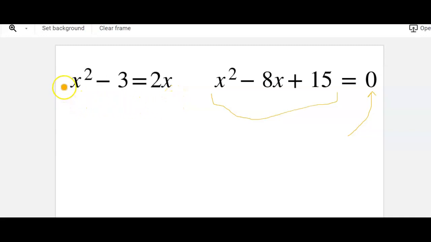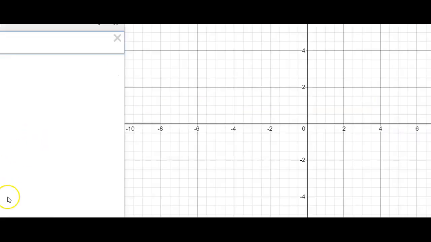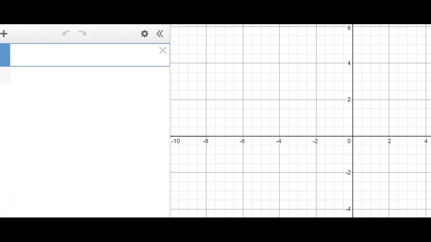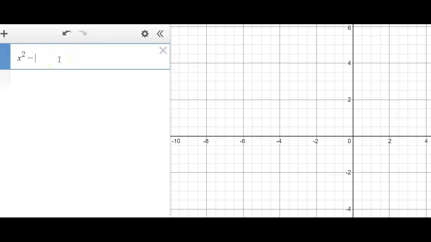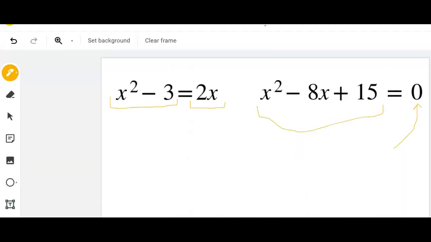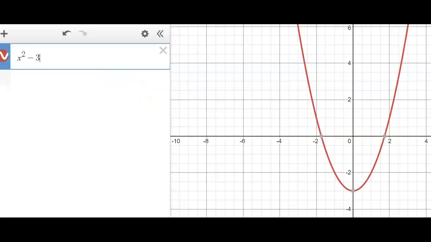So what we're going to do is we're going to take this side of the equation and plug it in for one of the graphs, and the second side of our equation on the other side of the equals in for another graph. And where they intersect, that's where we're going to see the solutions. So I'm going to go to my Desmos calculator, and I am going to graph that first side of that equation, x squared minus 3. There's that side of the equation, x squared minus 3. That gives me a parabolic shape.